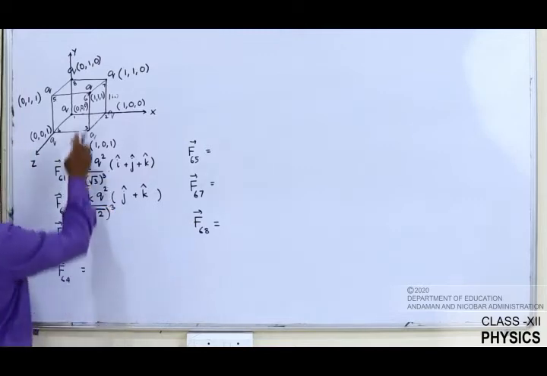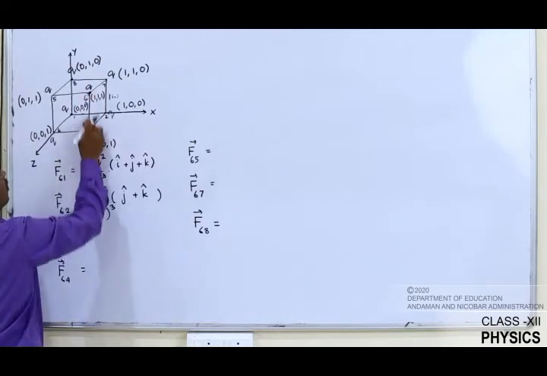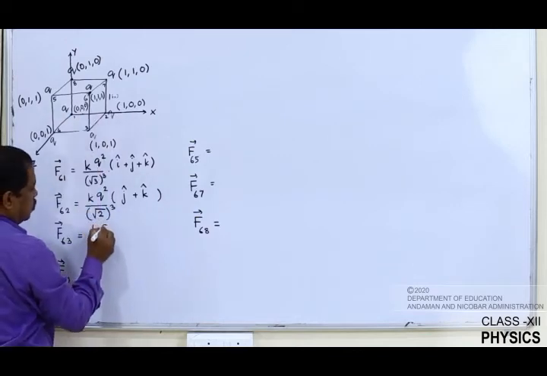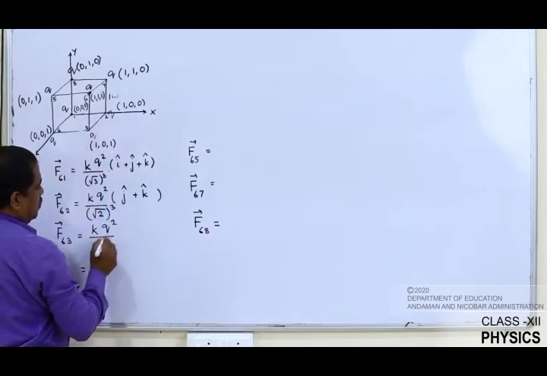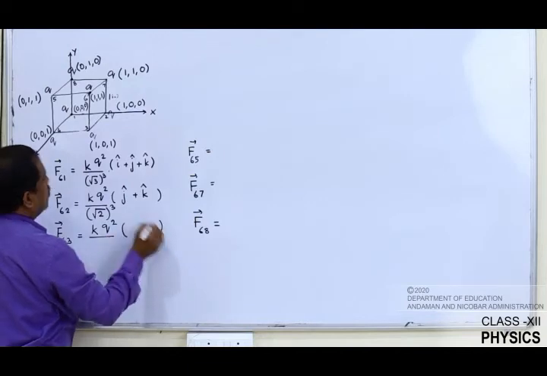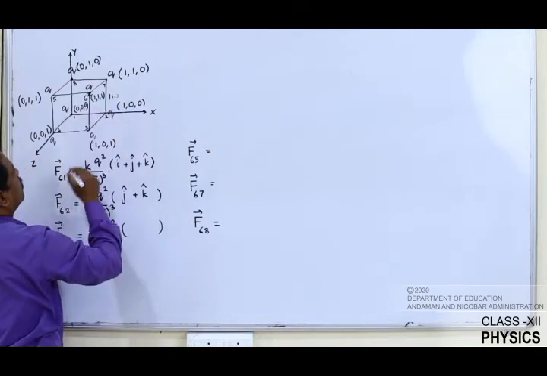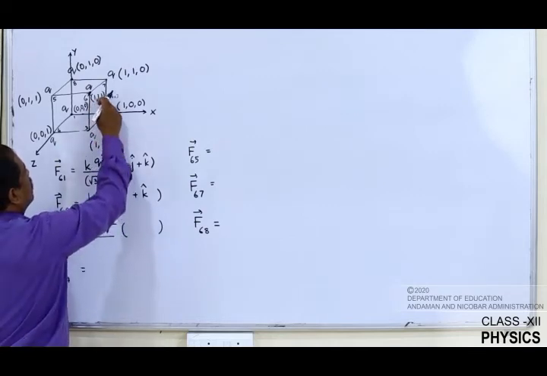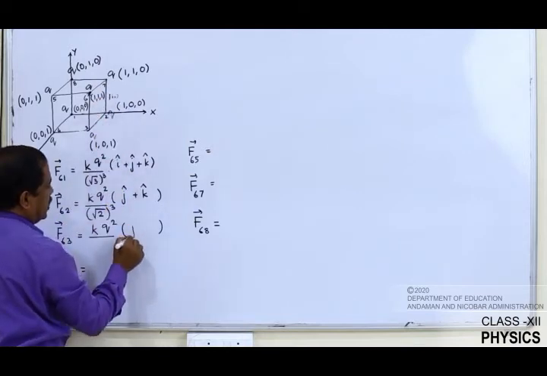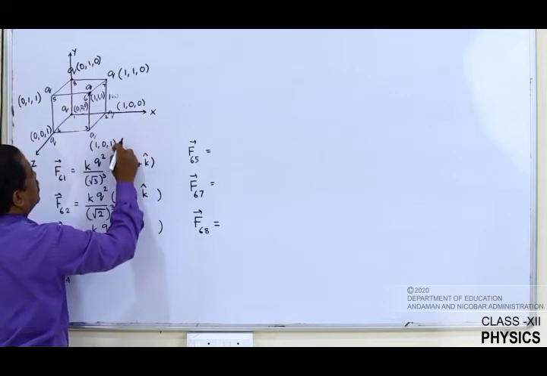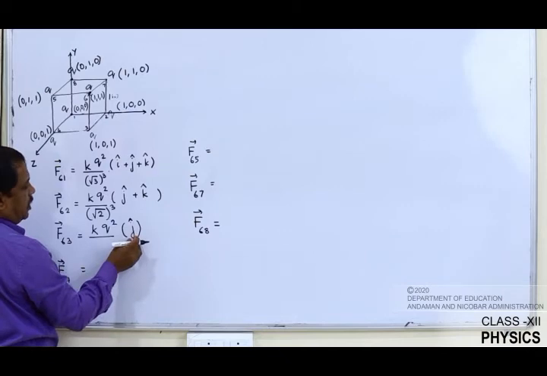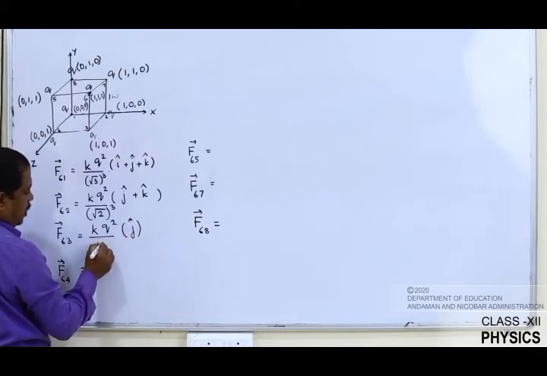How about this one? Force on 6 charge due to third one. So this must be k into product of the two charges, q square by, okay, vector, let us write. So therefore arrowhead will be like this. So here i minus i is 0. j minus 0, I am going to get j cap, and 1 minus 1 is 0. So therefore I am going to have only j cap, and when I try to calculate magnitude, I am going to have 1 cube.